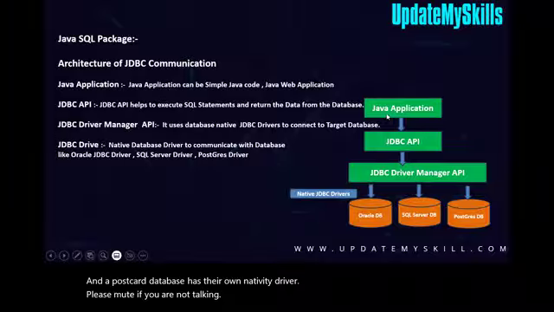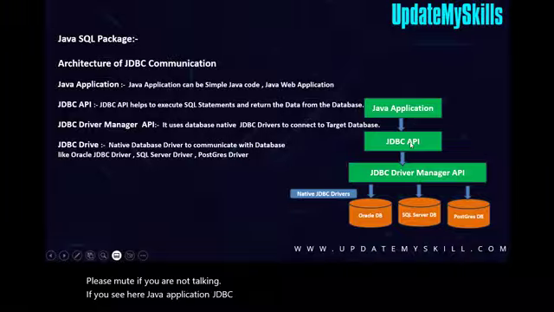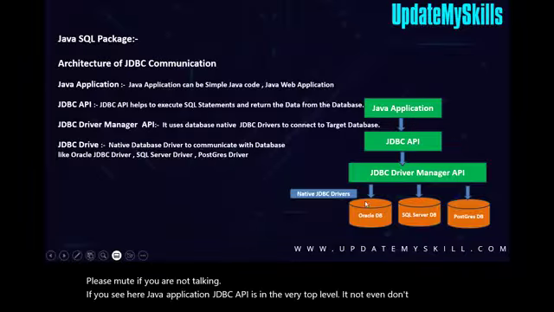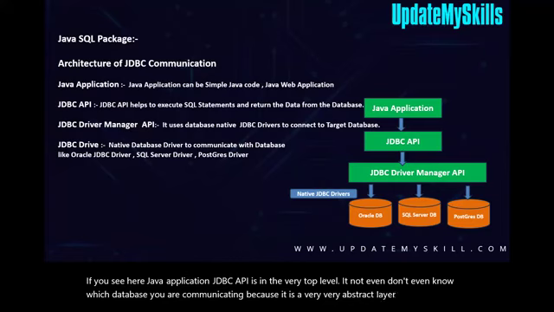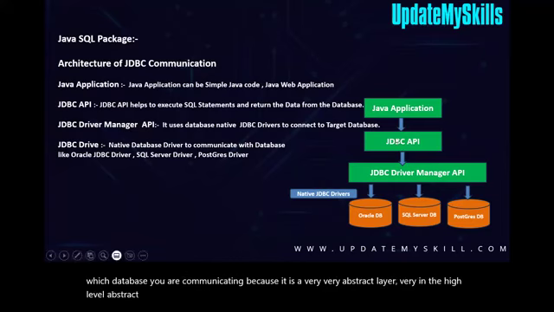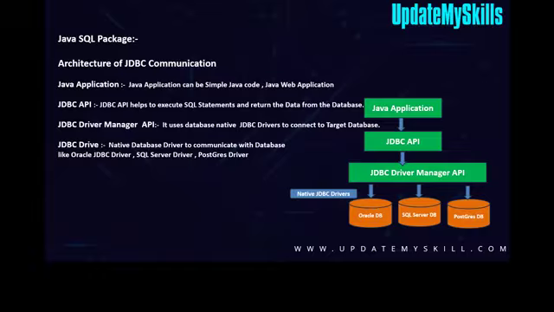If you see here, Java application, JDBC API is at a very top level. It doesn't even know which database you are communicating with, because it is in a very abstract layer, on the high abstraction level. JDBC API helps to execute SQL statements and return the data from the database. It helps to execute the SQL statements.